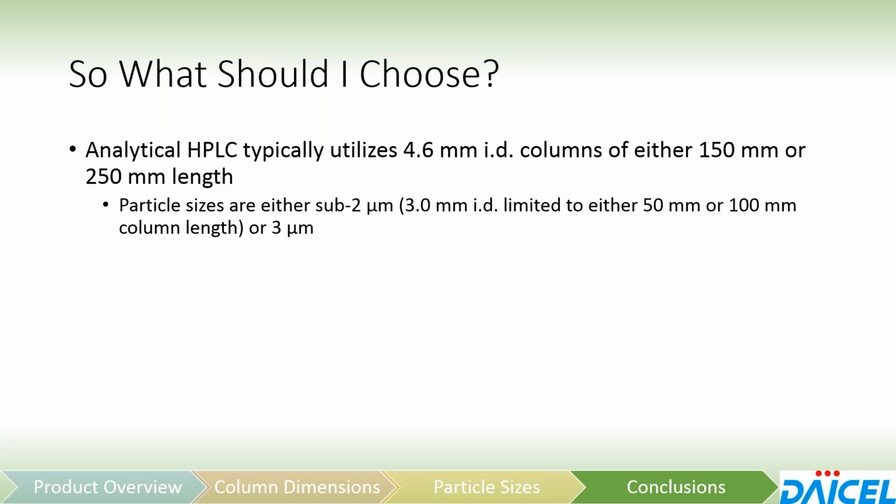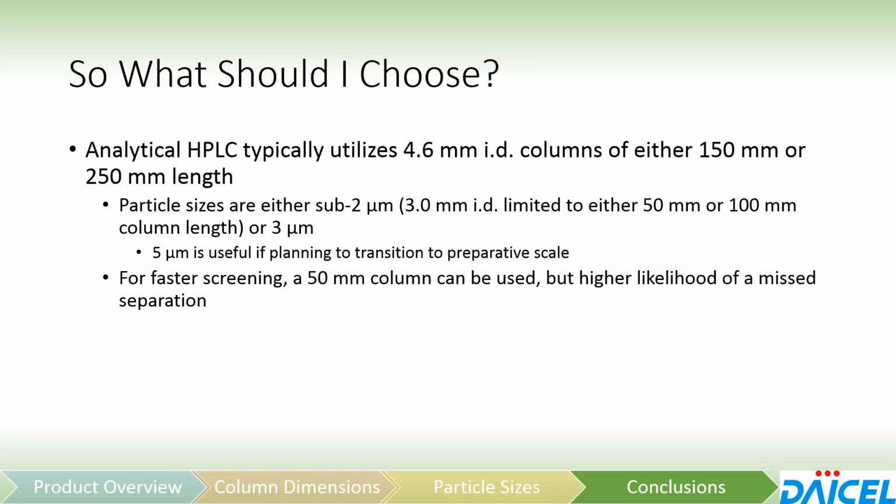We can custom pack longer length columns if you so choose, but that's what is more or less commercially available at the moment. Now, again, like I said, this can change. This really depends on your separations. 5 micron, as I mentioned, is certainly useful if you're planning on transitioning to preparative scale. But if you're just looking for analytical only, then 3 micron is a good way to go.